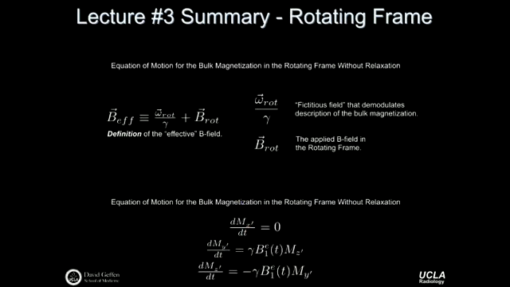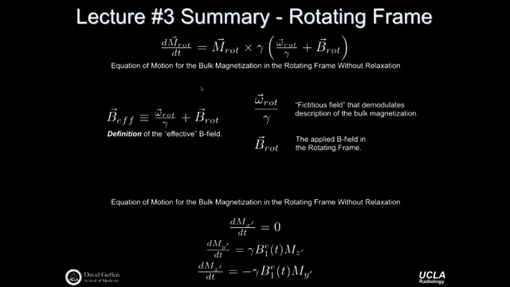We worked through then, at least in part, this idea of going from the laboratory to the rotating frame. The equation of motion for the bulk magnetization in the rotating frame without relaxation should be showing up right here, and I think I accidentally dropped it out. It looks like it's probably on the next slide. There it is. I'm not sure why I did that.